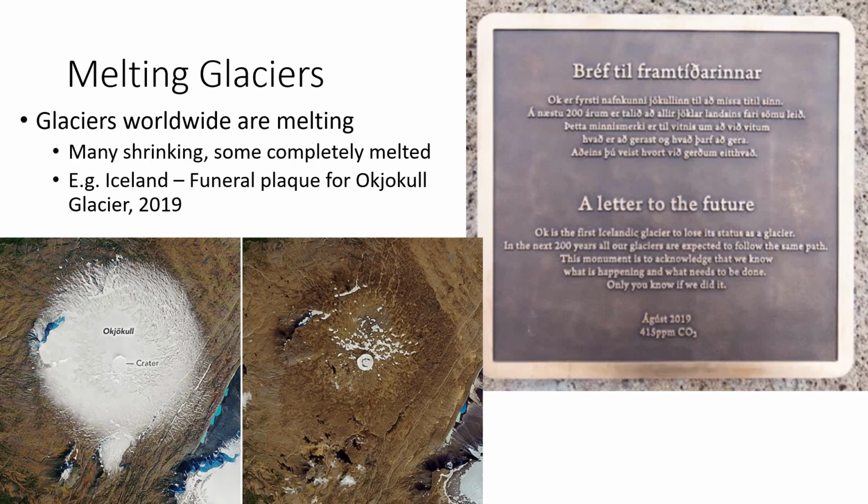In the next 200 years, all our glaciers are expected to follow the same path, meaning that all the glaciers on Iceland are expected to melt in 200 years. This monument is to acknowledge that we know what is happening and what needs to be done. Only you, speaking to future generations, will know if we did it. And it's dated as August 2019 with CO2 levels at 415 parts per million in the atmosphere.